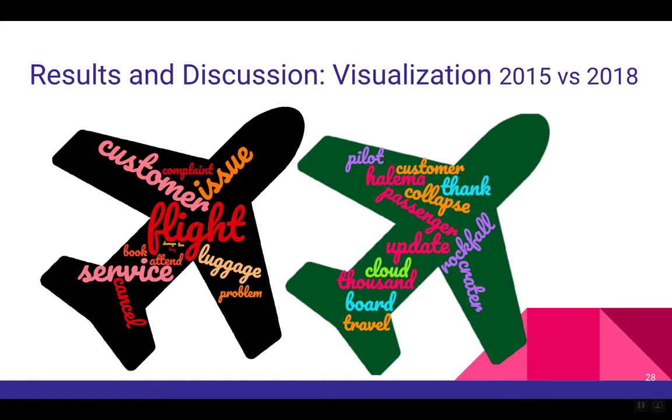Another visualization that we did was a word cloud to show some of the hot topics. What we have here is 2015, which is the airplane figure on the left, versus 2018, which is on the right. Again, showing the change in landscape for Twitter, we see that there were definitely a few more significant hot topics reflected by the size of the words. Obviously, in 2015, you have flight, customer service, and issue being prevalent, right? That's because in 2015 the most significant words revolved around the cancellation of flights or customer service issues.